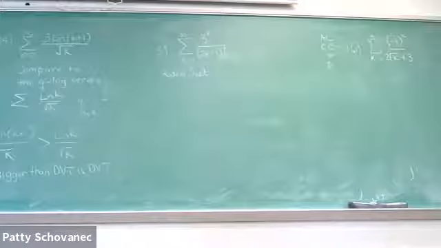Quick question. So you take the absolute value of the a_k and you treat it as a positive term series, and you want a positive term series test. Gotcha. Okay. Thank you.